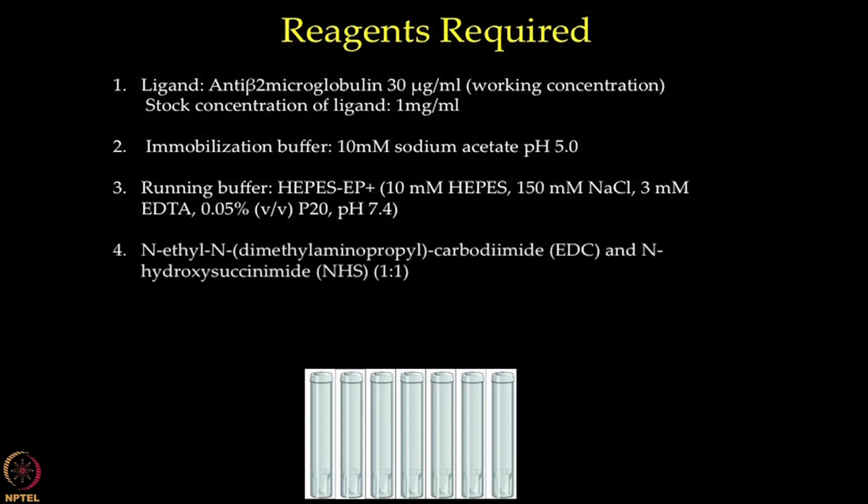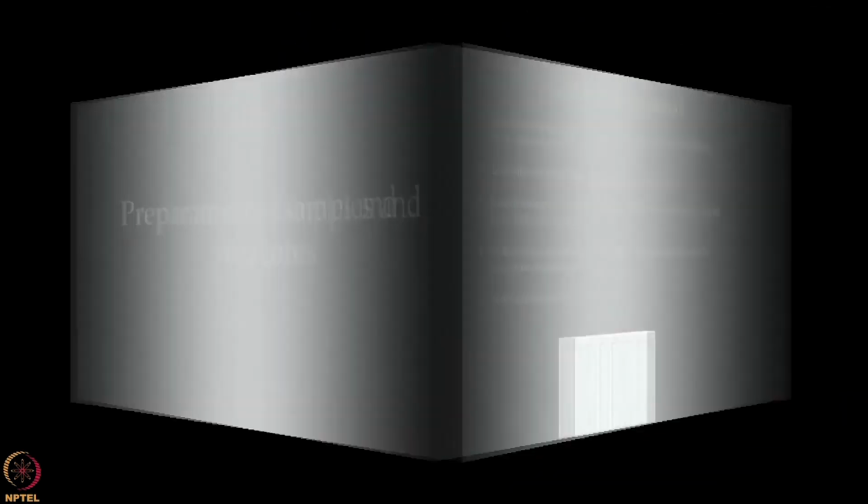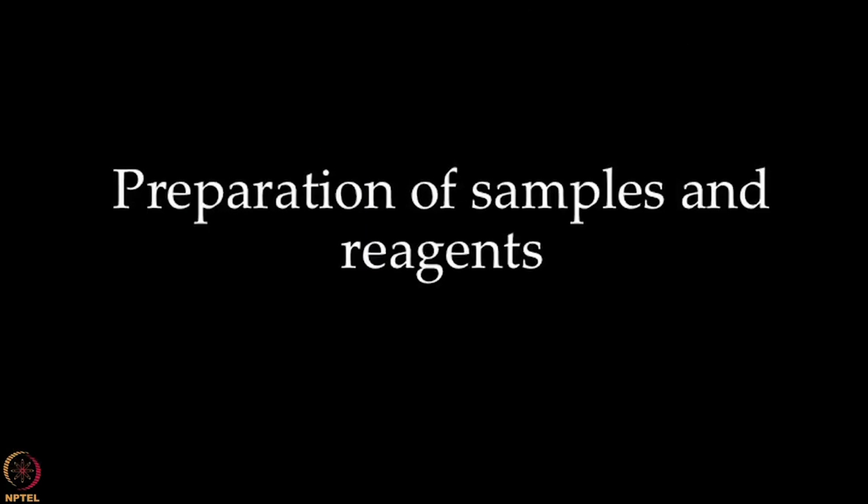EDC and NHS in the amine coupling kit are used in 1:1 ratio for surface activation. Lastly, we also require 1 molar ethanolamine HCl pH 8.5 for blocking the free ester groups on the surface. We shall now proceed to use the above mentioned reagents for our immobilization experiment. We will now work on the reagents required for the immobilization of anti-beta 2 microglobulin on the sensor chip surface.